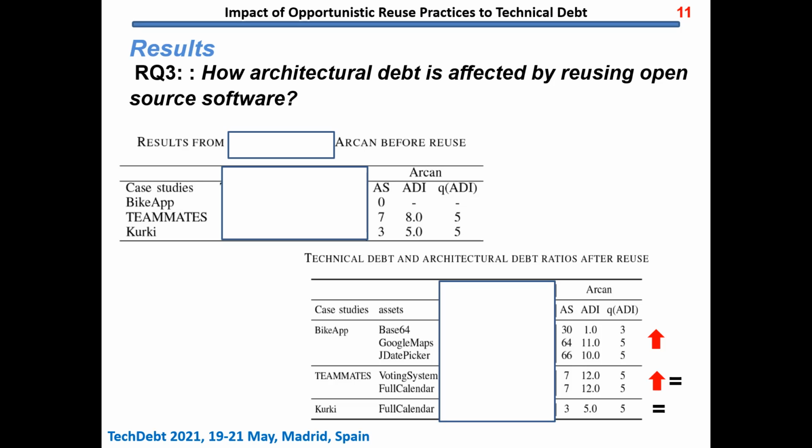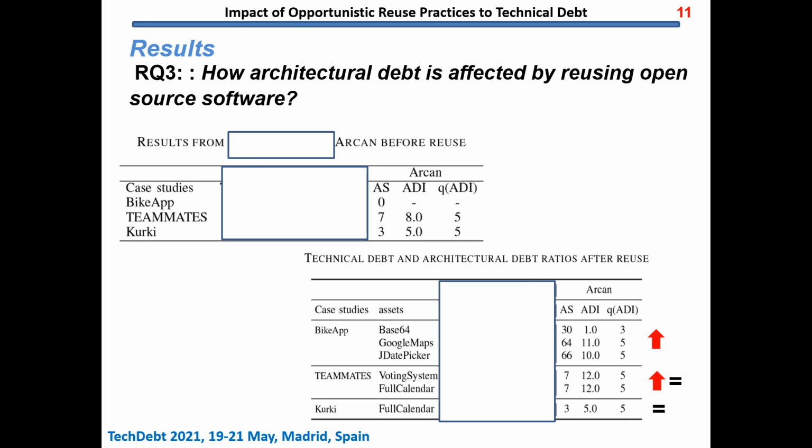Finally, we provide here the result for research question 3, how architectural debt is affected by reusing open source software. In the first table, we can see the result provided by the Arcan tool, showing the number of architectural smells, architectural debt index, and the quantification of the index for the three different projects. And in the table below, we see the same ratios computed after reuse.